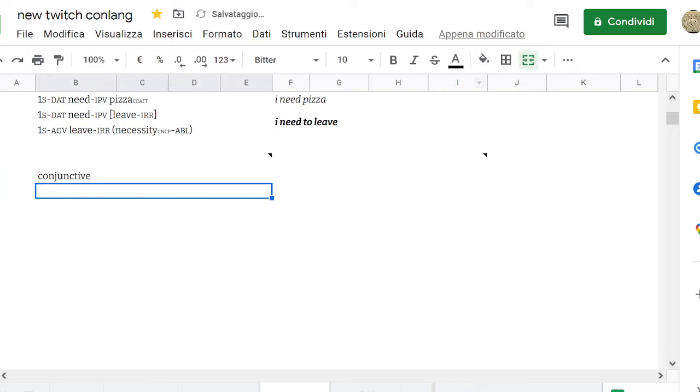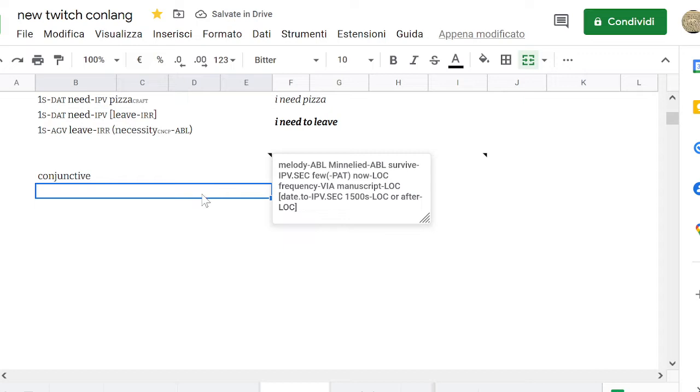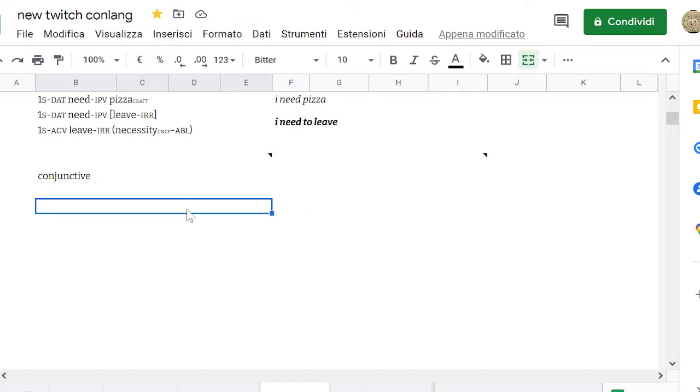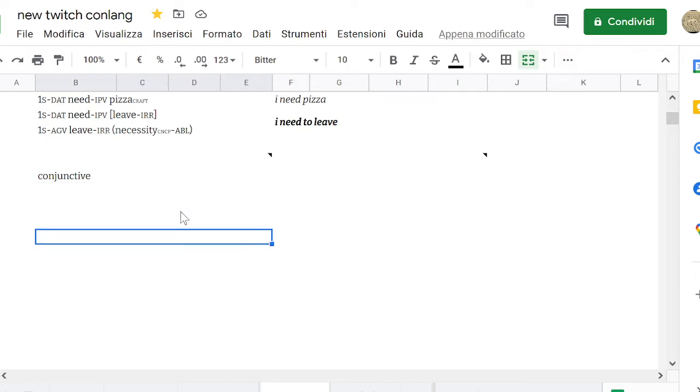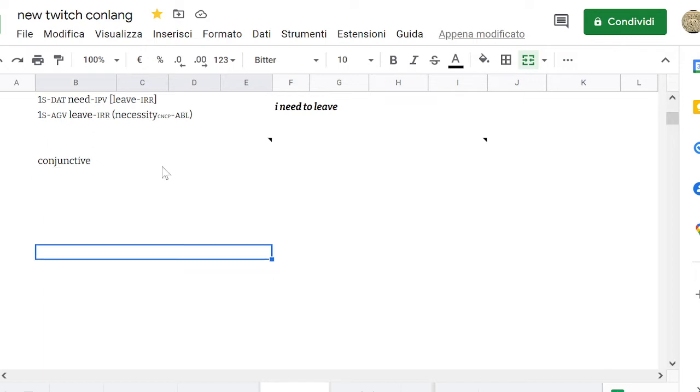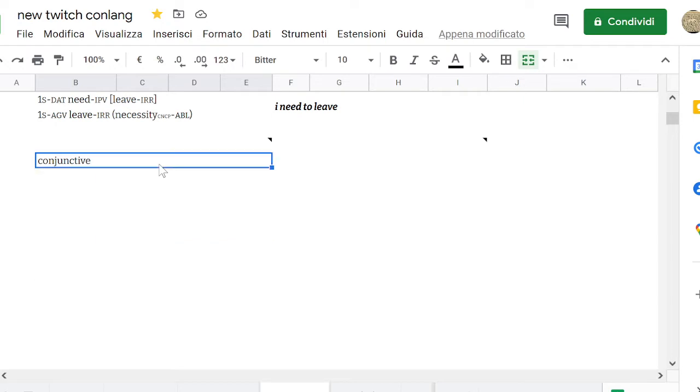Yeah, sorry, things are lagging. I did clear the cache before today, but yeah, we've got conjunctive. Hand-eye coordination, that's good.